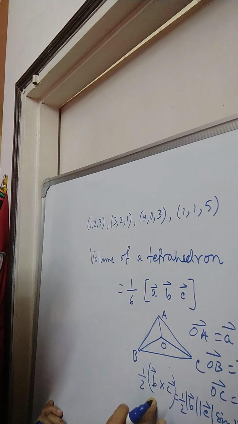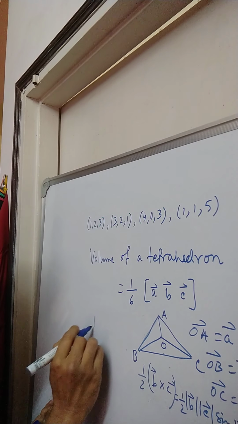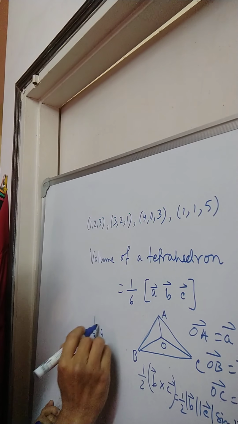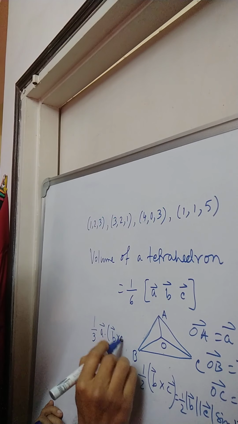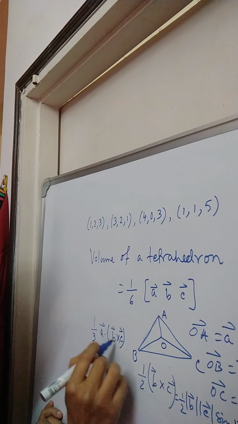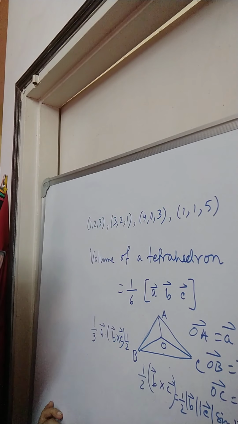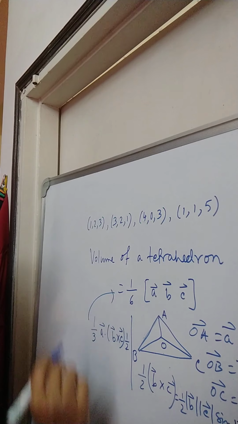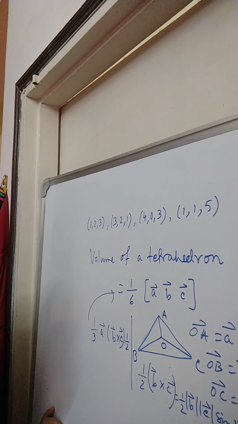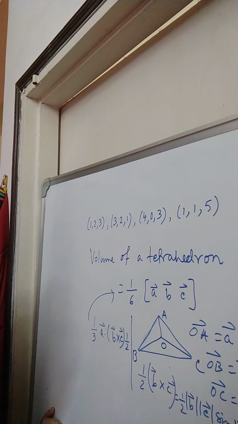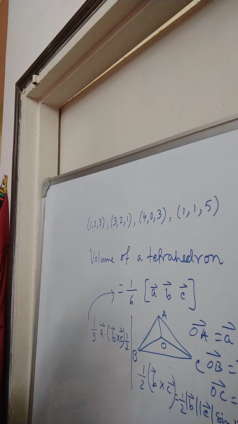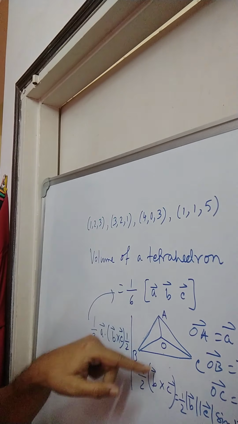BOC has this area. So, 1/3 A dot B cross C, half of B cross C actually, will give us the volume of the tetrahedron. Why 1/3? Because if we stack the triangle upwards, we will get 3 times the volume of the tetrahedron. The triangle is getting smaller and smaller as we go upwards.